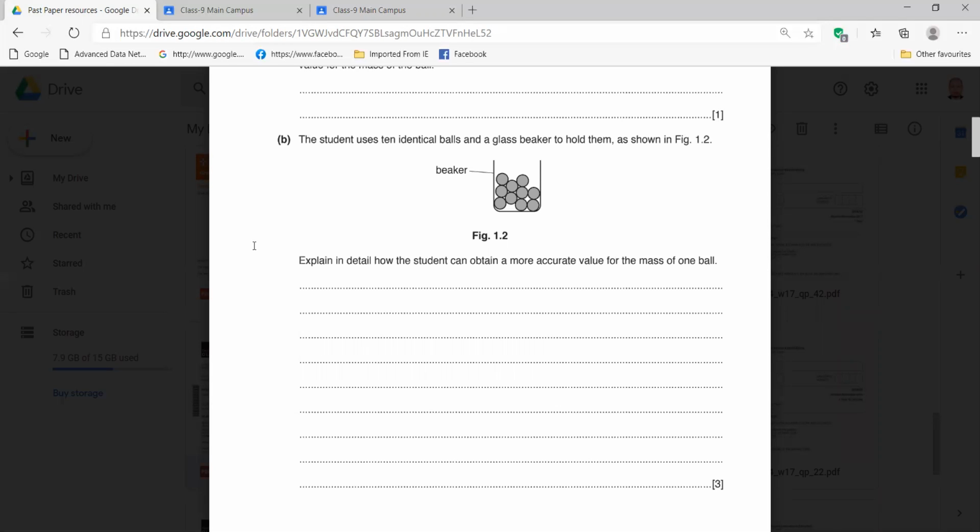Sir, we need to subtract M2 from M1, right? No, no. M1 will be subtracted from M2. M2 minus M1, because M1 is small. I'm just writing it, sir. Then he needs to subtract M1 from M2, because M1 is small.